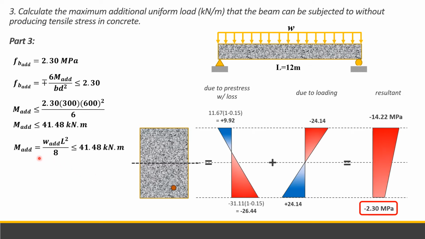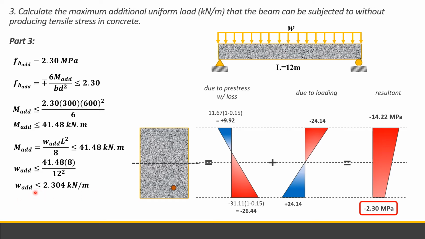Okay, so the moment is equals to omega L squared over 8. So this value should be less than 41.48 kilonewton meter. And ito yung hinahanap natin, yung additional na distributed load. Okay, so 41.48 times 8 over 12 squared. So i-transpose na natin yung mga values para ma-left out yung omega or yung additional distributed load. So the answer is 2.304 kilonewton per meter.